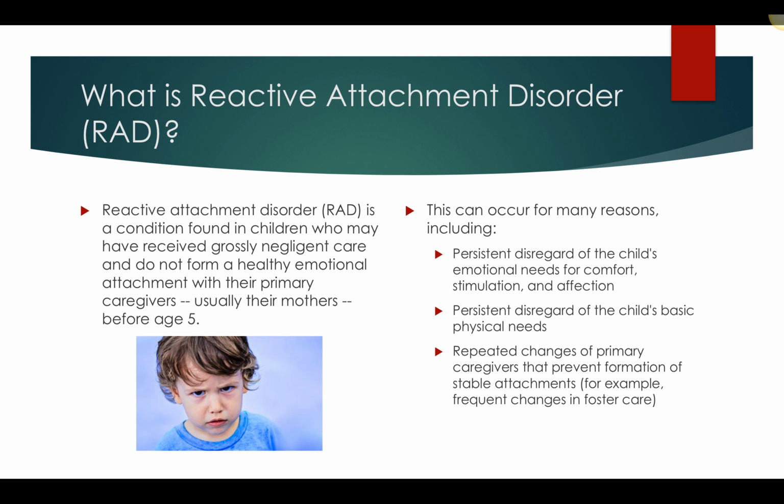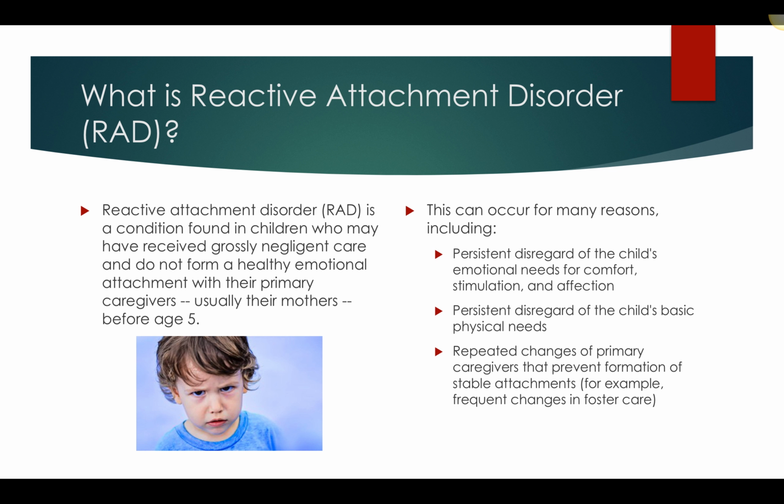So, reactive attachment disorder, also known as RAD, is a condition found in children who may have received grossly negligent care and do not form a healthy emotional attachment with their primary caregivers. Usually, this would be their mothers before the age of 5. And this can occur for many reasons. There might be a persistent disregard of the child's emotional needs for comfort, stimulation, and affection.